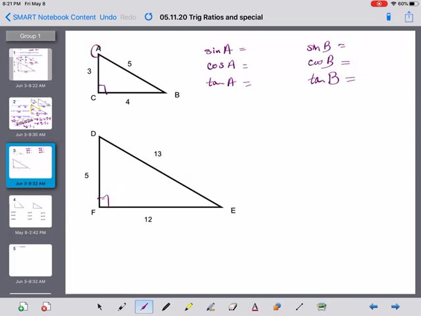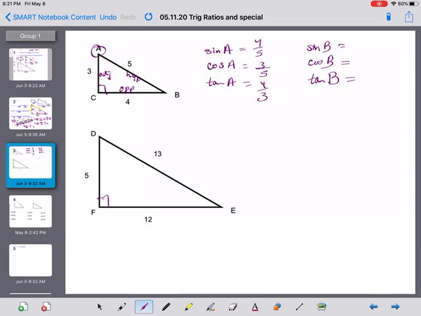So from angle A, let's label opposite leg, adjacent leg, and hypotenuse. Remember, hypotenuse is always the longest side. So sine of A is opposite over hypotenuse, 4/5. Cosine of A, adjacent over hypotenuse, 3/5. And then tangent, opposite over adjacent, 4 to 3 ratio.